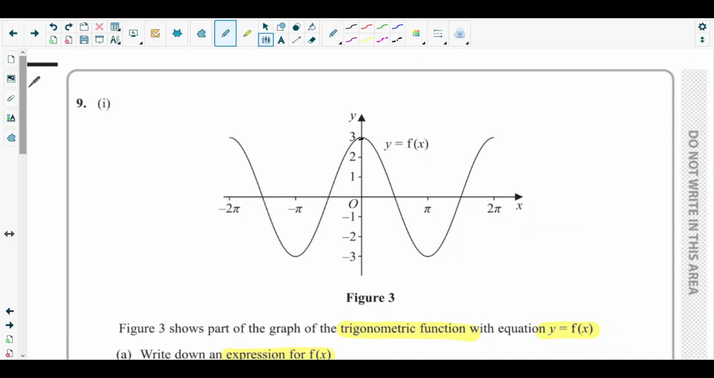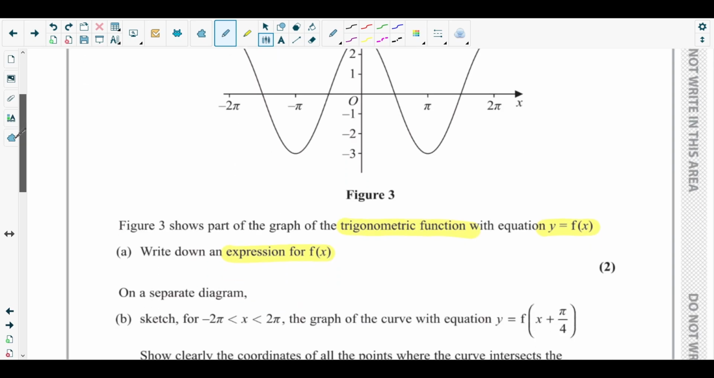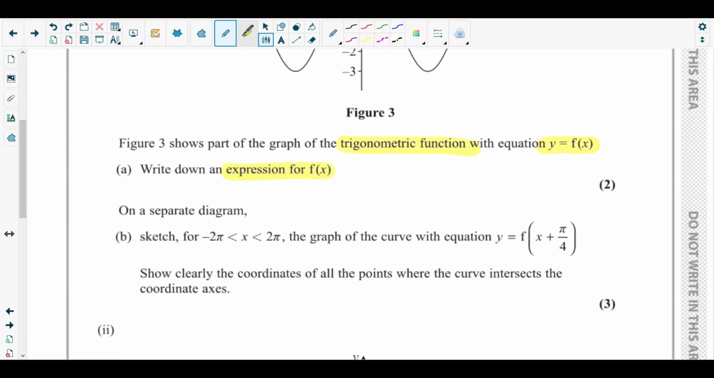Okay, next is part B of 1. Here the question is asking, on a separate diagram, sketch for x greater than negative 2 pi and less than 2 pi the graph of the curve with equation y equals f of x plus pi over 4. Show clearly the coordinates of all the points where the curve intersects the coordinate axes.